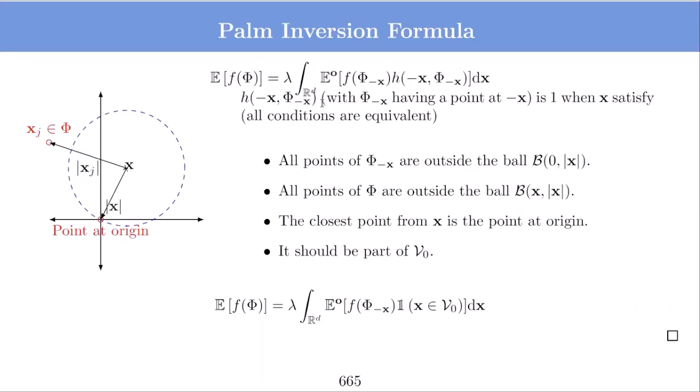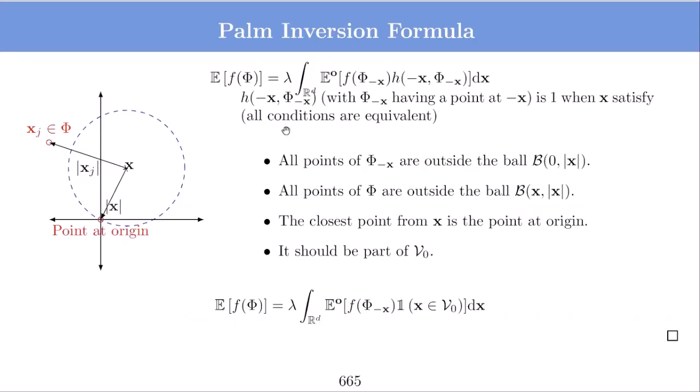There is a point at the origin for Φ, so this means I am conditioning that there is a point at minus x in Φ−x. If there is a point at the origin in Φ, there would be a point at minus x in the shifted version Φ−x. So this indicator will be 1 if x satisfies any of the following. These four are equivalent. I will go through them one by one so that you can understand this argument.